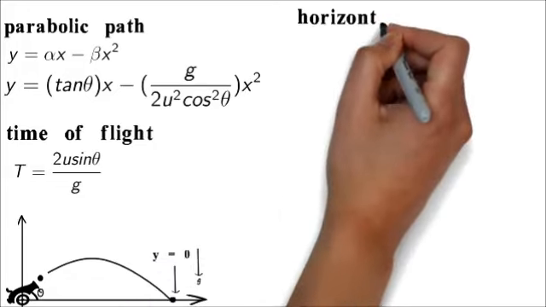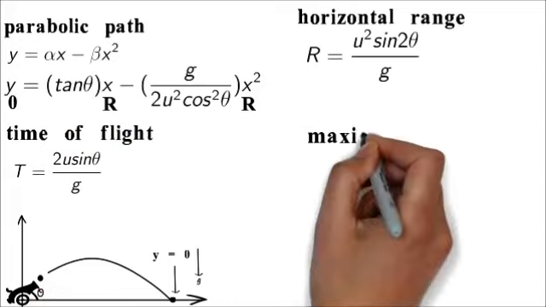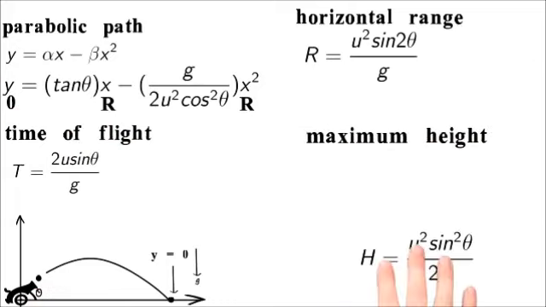The horizontal range of the cannonball can be given by this equation, which can be obtained by solving the equation for trajectory for x equals R and y equals 0. Maximum height that the cannonball reaches is given by this equation.